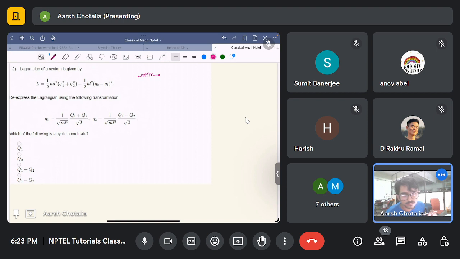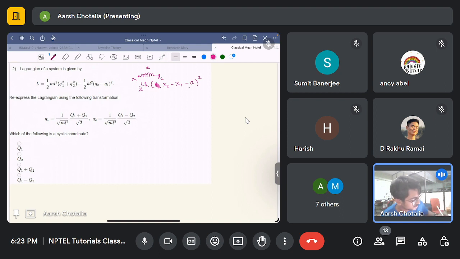Anyone? So if the natural length is A, then the energy is half K and extension squared. So what would be the extension? Let's say this is x2, this is x1. So it will be (x2 minus x1 minus A) square, right?